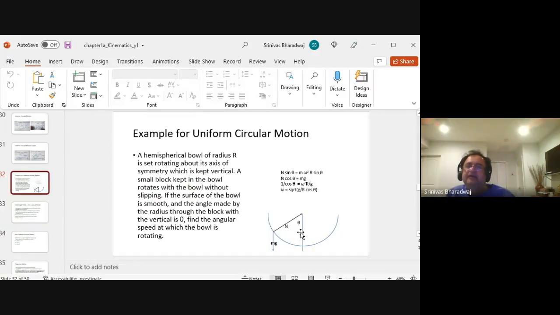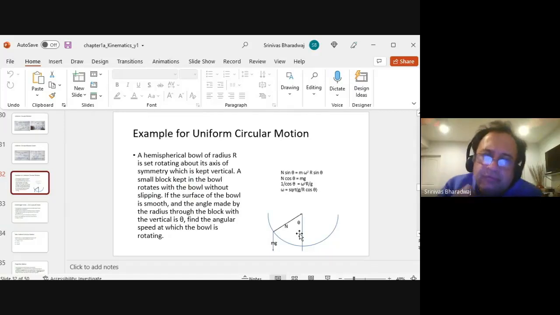N cos theta equals mg, and N sin theta is m omega square r, but r is the chord, this chord. That chord is r sin theta. Now when you have two equations and two unknowns, you divide the two, and you will end up with an equation for omega. Therefore we got omega equals square root of g over r cos theta.